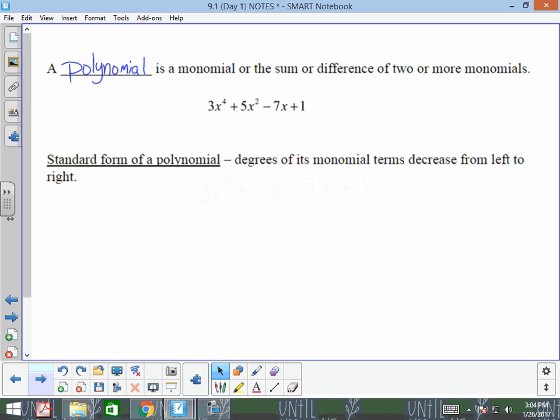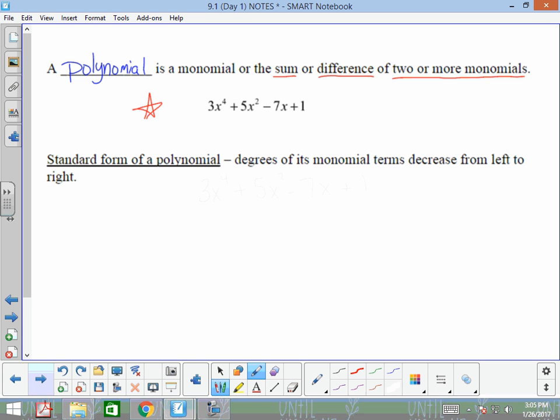A polynomial is a monomial, or, and what we're going to be looking at is this, the sum or difference of 2 or more monomials. So this is an example right here of a polynomial. We have 3x to the 4th, then we have plus 5x squared, minus 7x, and then plus 1. So there are 4 monomials here.